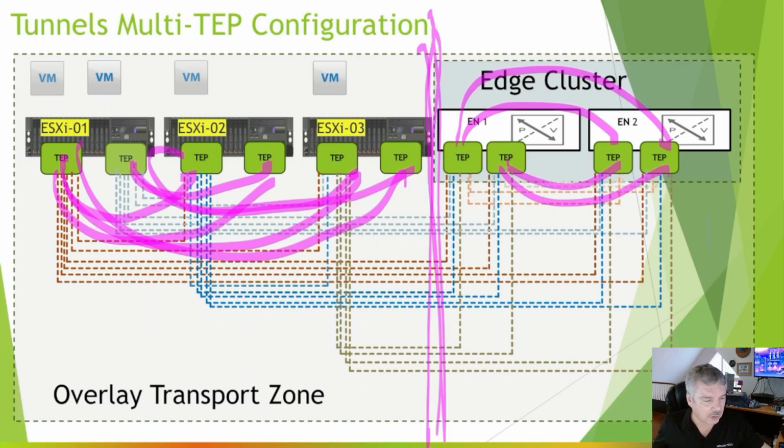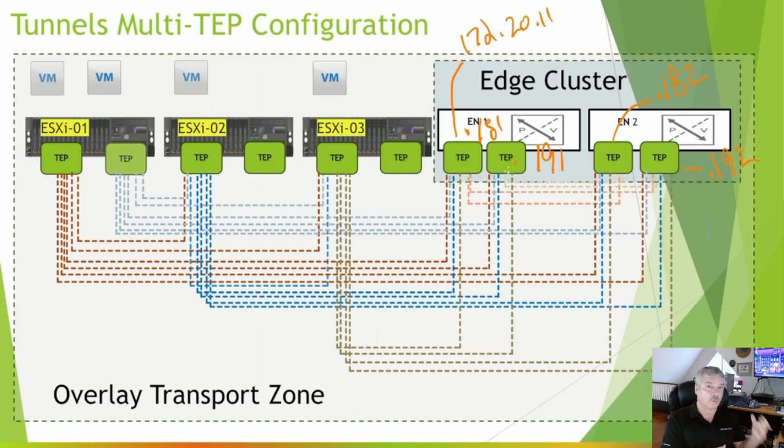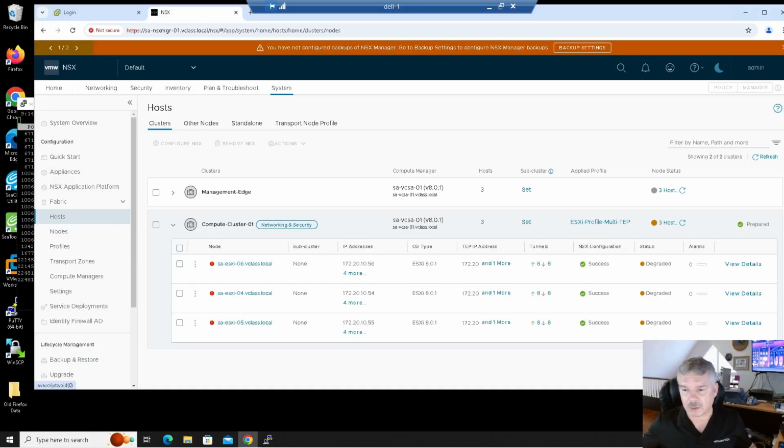Remember my edge TEPs. This is my edge 1, so it'll have an IP of 172.20.11. This is .81. This one is going to be .91. That's edge 1. This one will be .182. This one will be .192. I just did that so I can easily identify, oh, that's an edge 1 TEP, that's an edge 2 TEP. Again, these ones here will be like 50s or 60s or whatever the case may be. So let's go in and take a look at how we can figure that out.